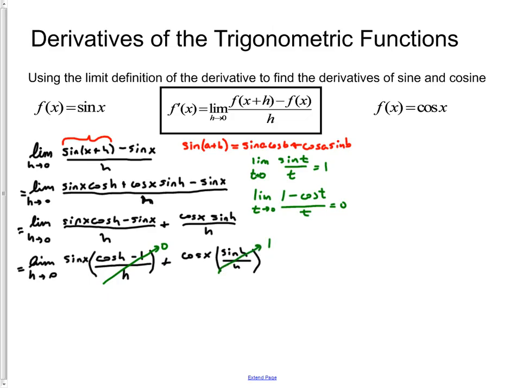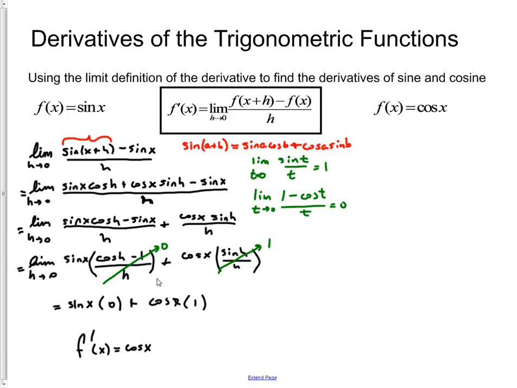So what are we left with? Well, we're left with the sine of x times 0 plus the cosine of x times 1. And therefore, if f of x is equal to sine of x, then f prime of x is going to equal the cosine of x.